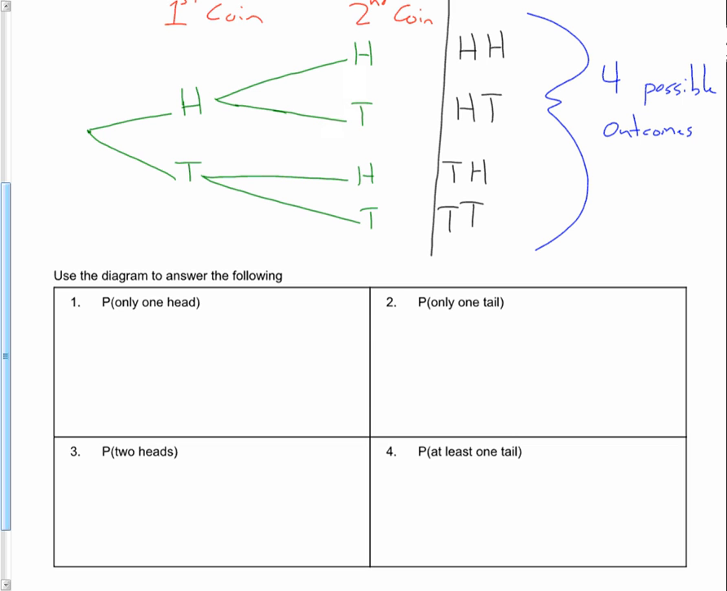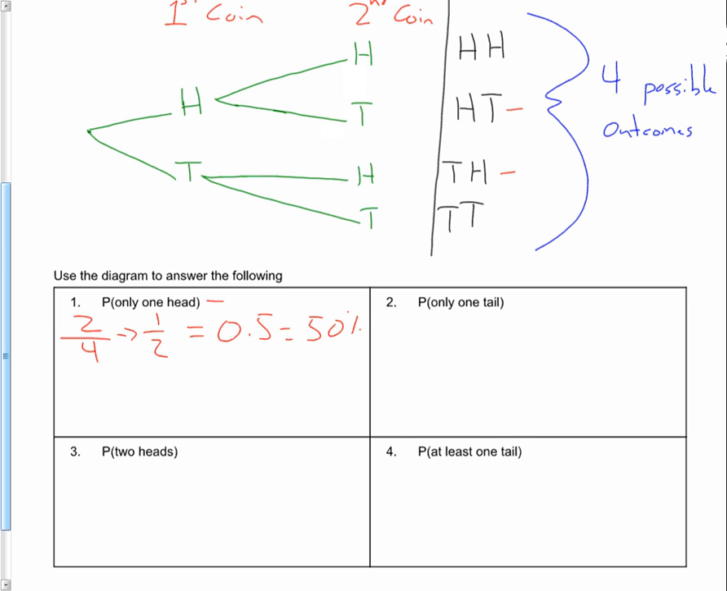Number 1 says, what is the probability of only getting one head? I'm going to mark this in red. This answer only has one head in it, and this answer only has one head in it. So out of all of my answers, 2 of the 4 result in a single head. 2 over 4 in lowest terms is 1 over 2, which is equal to 0.5, which is equal to 50%.